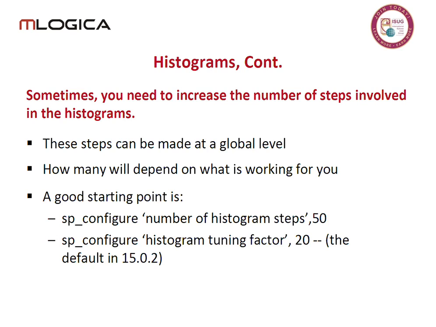That's a little different now. The number of histogram steps and the histogram tuning factor are things that we can configure. Now, the defaults are 20 and 20. So 20 steps, histogram tuning factor of 20. A little bit about what those things mean. With a number of histogram steps of 20, we are going to evenly divide the data into about 20 pieces and record the values at each of those 20 places.